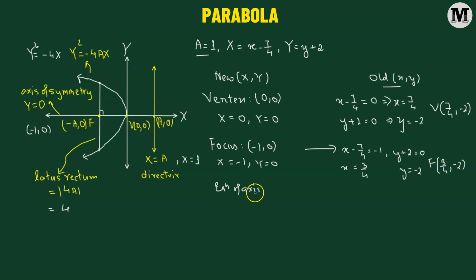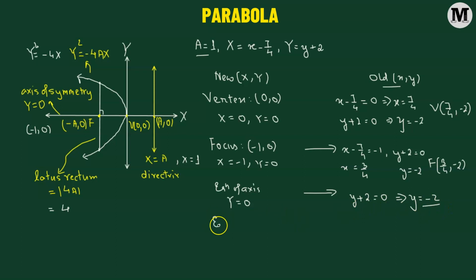Next we'll try to find the equation of the axis of symmetry line. The equation of the axis of symmetry line is defined as y equals 0 in the new coordinate system. Going to the old coordinate system, y corresponds to y plus 2, so y plus 2 equals 0, which implies y equals -2. This is going to be the equation of the axis.